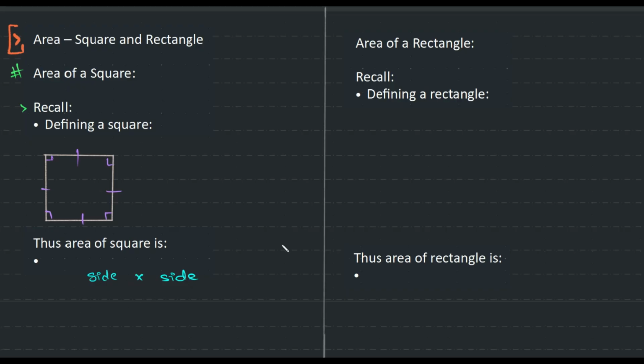So for example, let me take up an example. If I have a square and say this is 2 centimeters, all of these will be 2 centimeters. So the area of this structure will be 2 into 2, that is 4 square centimeters.